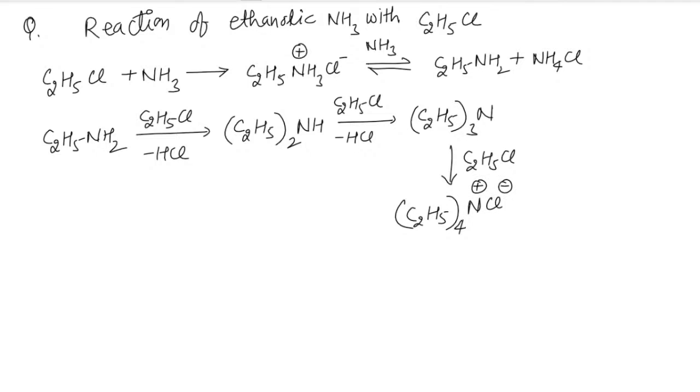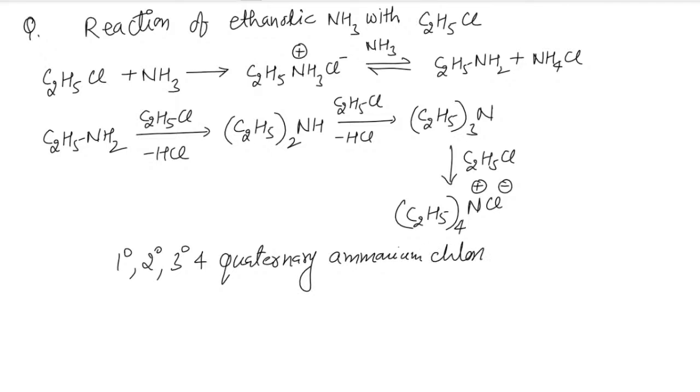So this is quaternary ammonium halide. This is the limitation of this method, that we get a mixture of amines which are difficult to separate, along with quaternary ammonium salt. We get primary amine, secondary amine, tertiary amine, as well as quaternary ammonium chloride. A mixture is formed and it is difficult to separate.